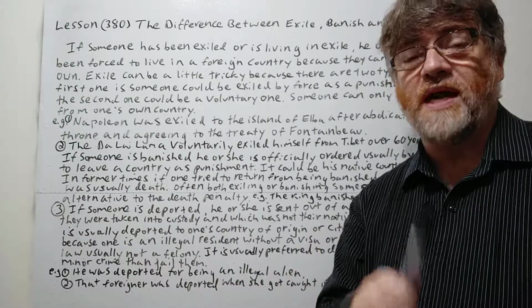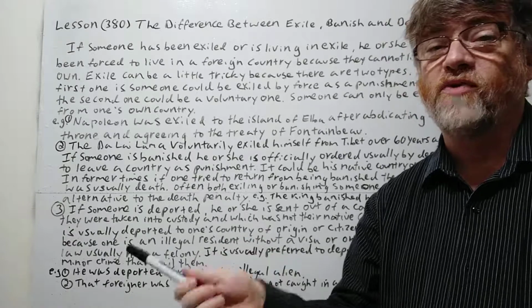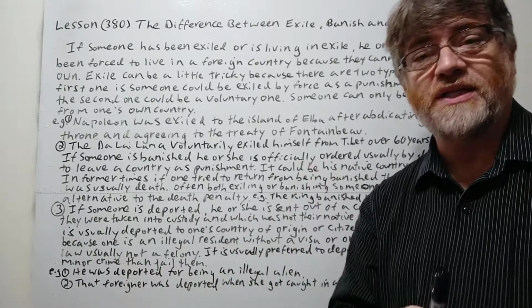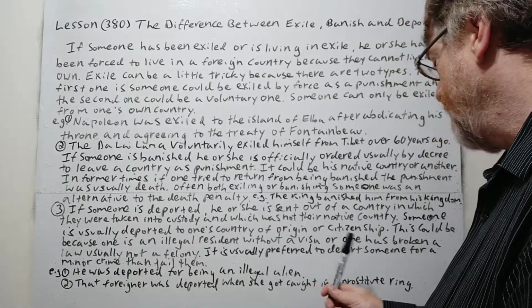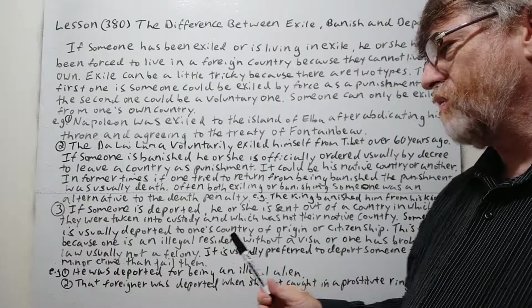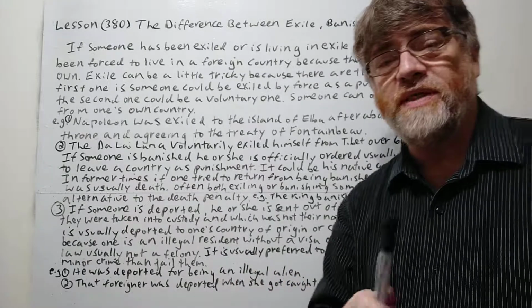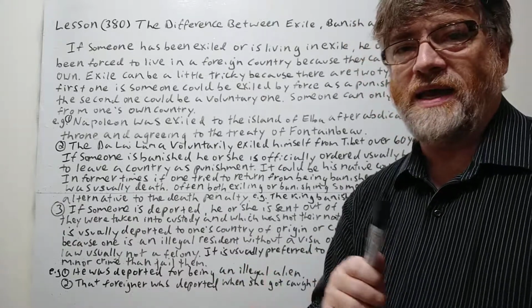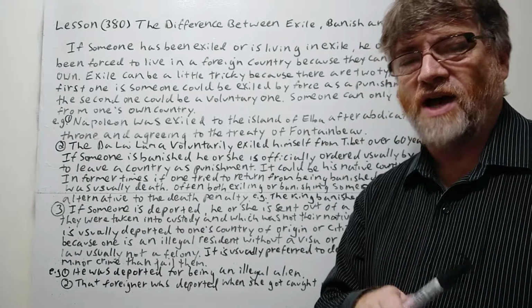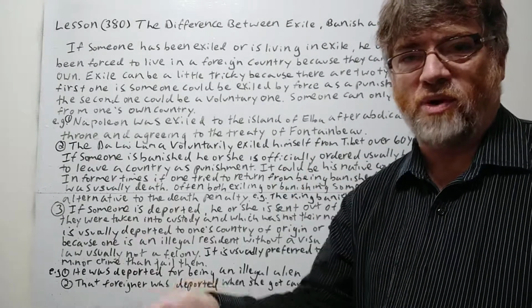Or maybe they actually came in on a real visa, but they overstayed it for a long time, so they're still illegal, and they got caught. They could be deported for that reason. Or one has broken a law. So you could be there on a visa, but you broke a law while you're there, and it was serious enough that they want to deport you.